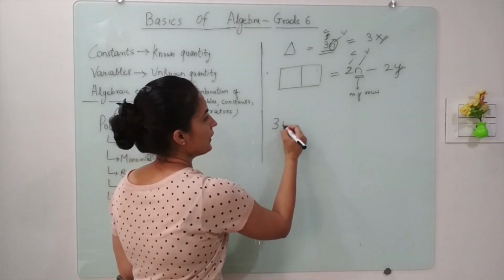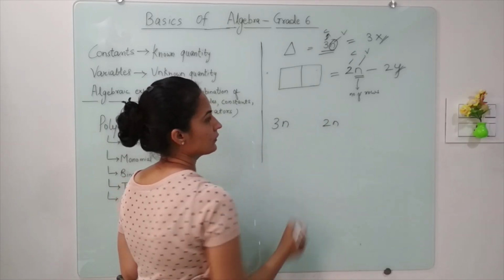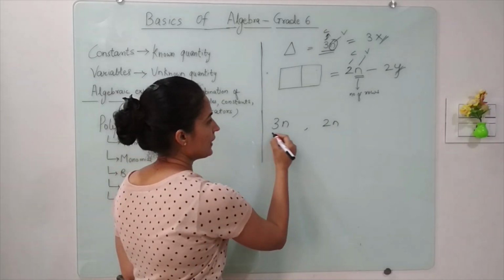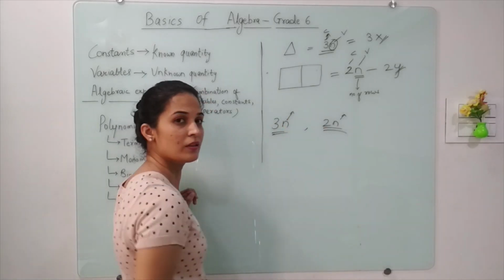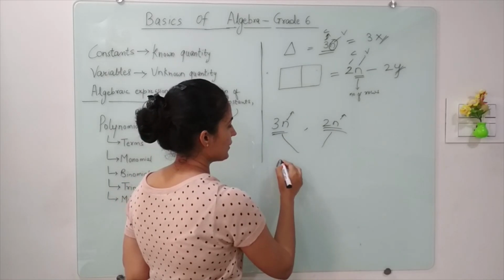Now, what is this 3n and what is this 2n called? Since in these expressions we have a variable, we call these algebraic expressions.